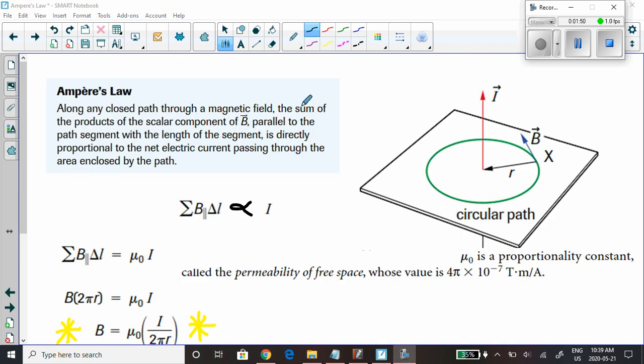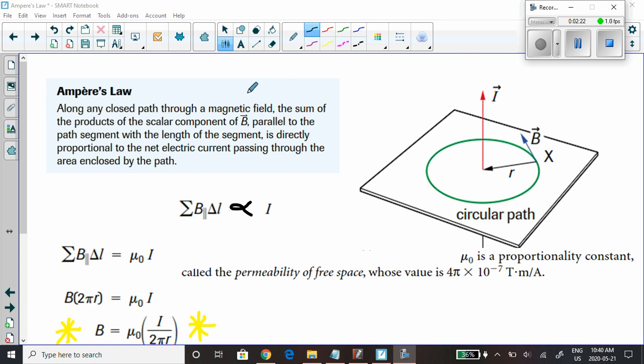So this is straight out of the textbook. I'm going to read for you what it says here, Ampere's law. I'm going to read it through first, and then we'll break it down. Ampere's law. Along any closed path through a magnetic field, the sum of the products of the scalar component of the vector magnetic field that is parallel to the path segment with the length of the segment is directly proportional to the net electric current passing through the area enclosed by the path.